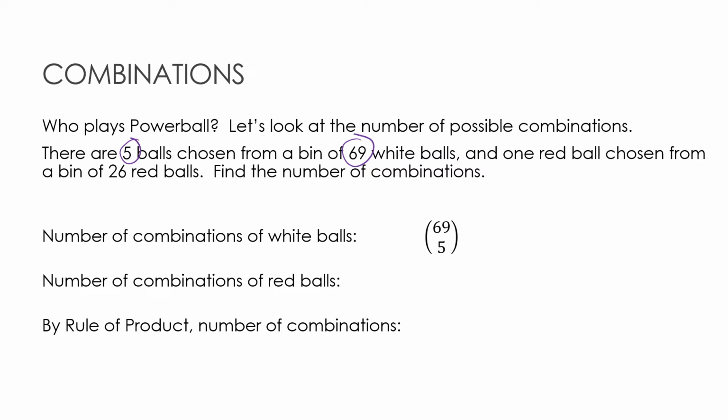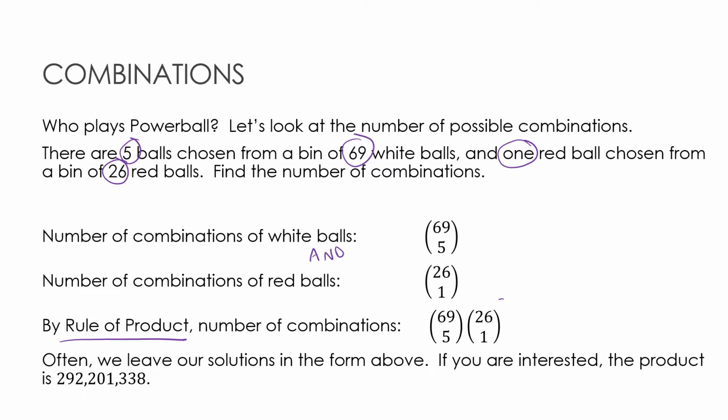Same thing for red balls. How many red balls are there? 26. How many are we choosing? Just 1. 26 choose 1. Because I'm choosing 5 white balls and 1 red ball, that means we're using the rule of product. We're multiplying. And so I would have 69 choose 5 times 26 choose 1. Now, if I use the product rule, this is how many different options there are.